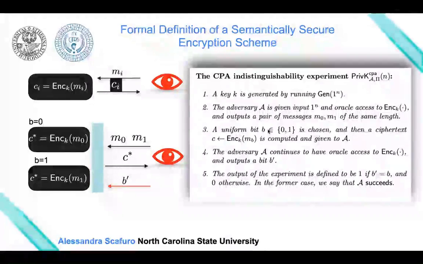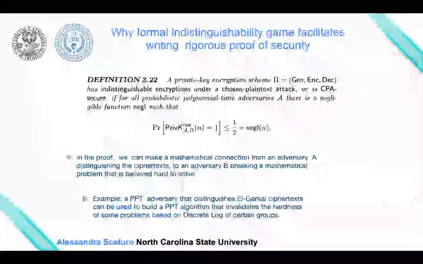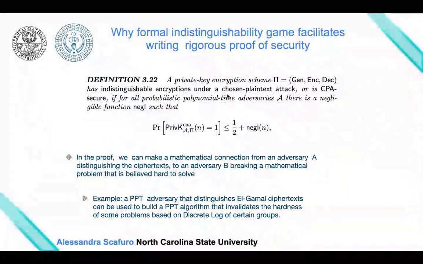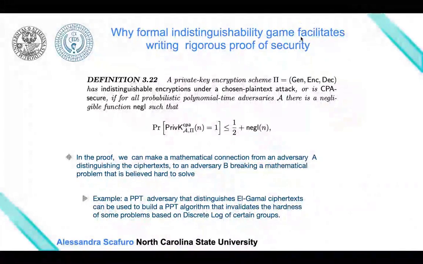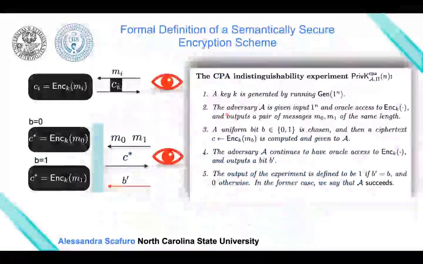And basically, when we define the security of an encryption scheme, we say that an encryption scheme is secure if for any probabilistic polynomial time adversary A, the probability that the adversary wins the game is at most 1/2. Okay, so let's go back for a second here.